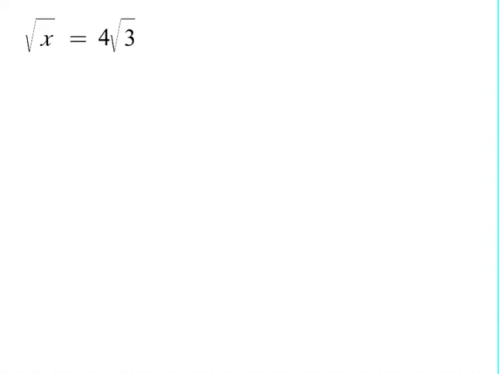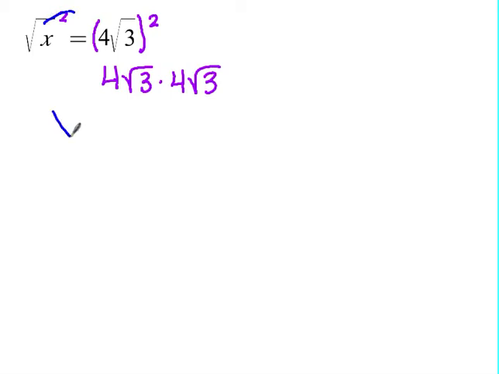Alrighty, let's look at this one. Now what's different here? There are 2 square roots. So now, ideally, if I square the equation right now, I'll just have an x on the left side. So that's what I'm going to do. I'm going to square the equation. However, when I square this quantity, that means 4 root 3 times 4 root 3. On the left side, when I square that, I get x. That's all fine and good.